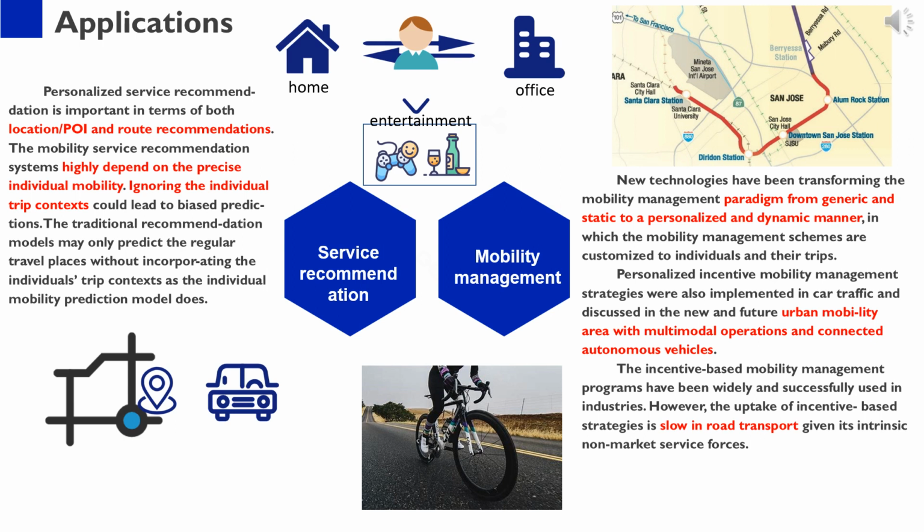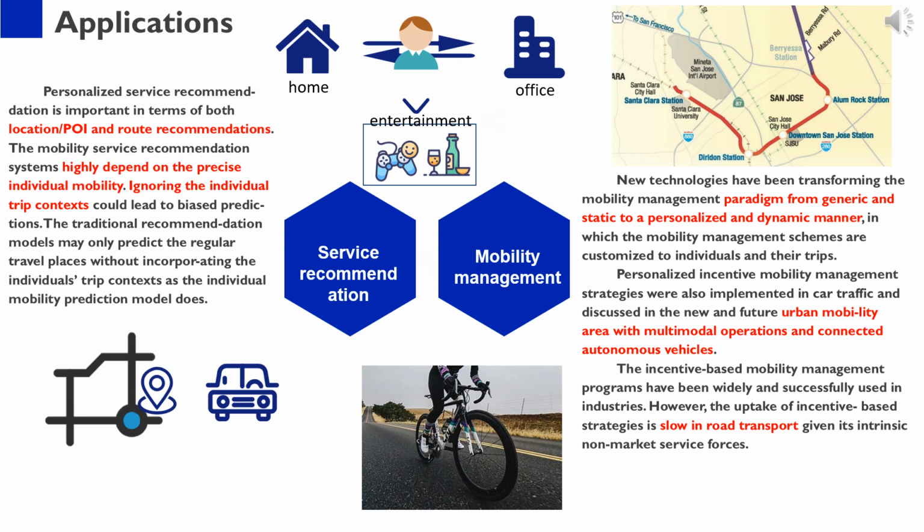For example, in POI recommendations, traditional matrix factorization-based algorithms cannot utilize the sequential dependencies of individuals' mobility records, thus can only provide general recommendations based on comprehensive mobility patterns. Ignoring the individual trip contexts could lead to biased predictions. For example, a commuter regularly travels between home and office, but he may also have some infrequent travel patterns, such as visiting places for entertainment on Friday evenings. The traditional recommendation models may only predict the regular travel places without incorporating the individual's trip contexts as the individual mobility prediction model does. The same conclusions on the value of personalization are reached, but they lack attention on drivers' personalized preferences.